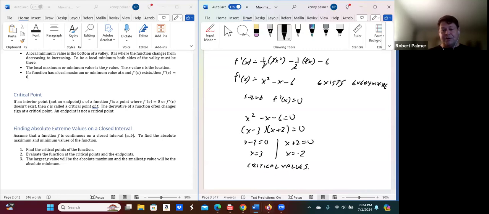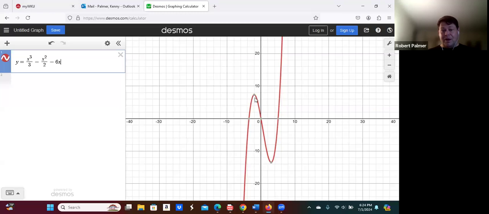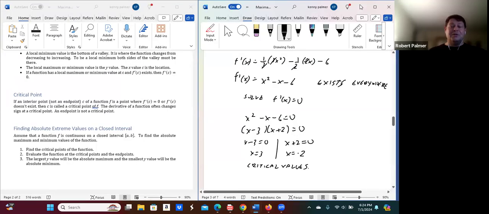Okay, as we look back at our graph again, that's what we saw. When x is negative 2, that's a critical value. That's a place where we have a local maximum. When x is 3, that's the place we have a local minimum. So those tell us the critical values, the locations of those.